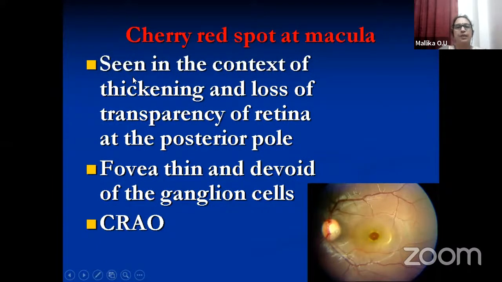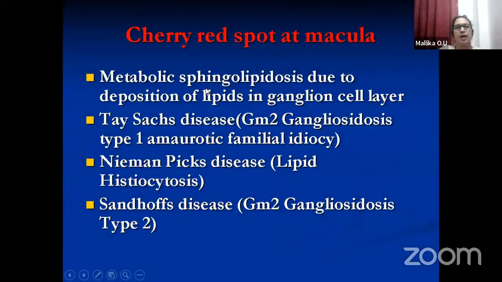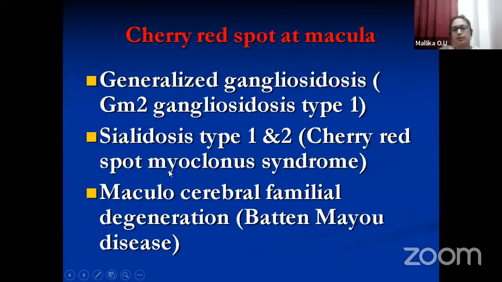This is another very small topic that may be useful for your entrance: cherry red spot. The most common cause for cherry red spot is Berlin's edema or blunt trauma. Then I already showed in the previous class central retinal artery occlusion with a cherry red spot. Other causes include glycogen storage diseases, Tay-Sachs disease, Niemann-Pick disease, and Sandhoff's disease.